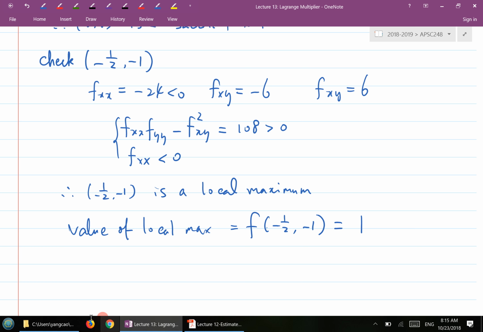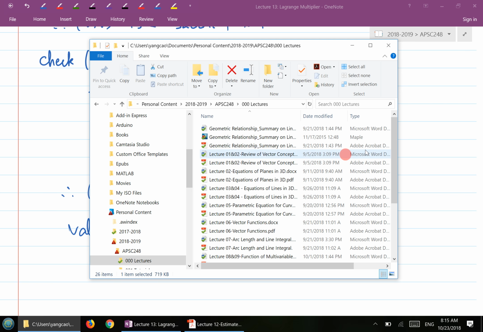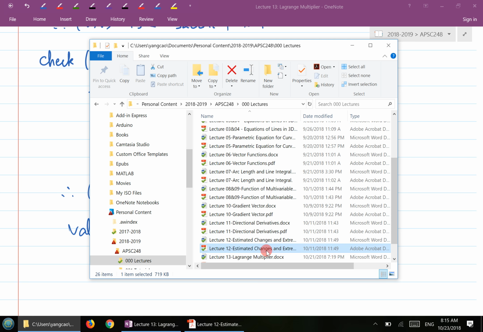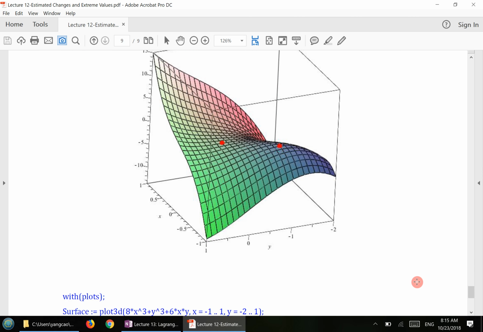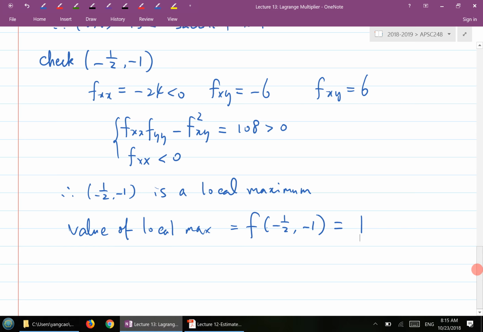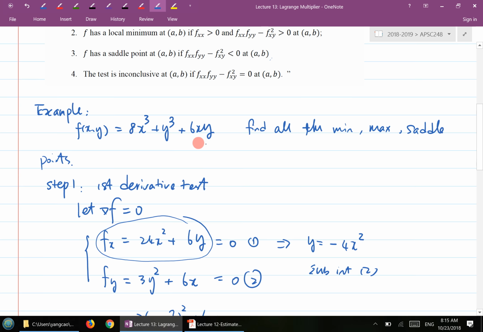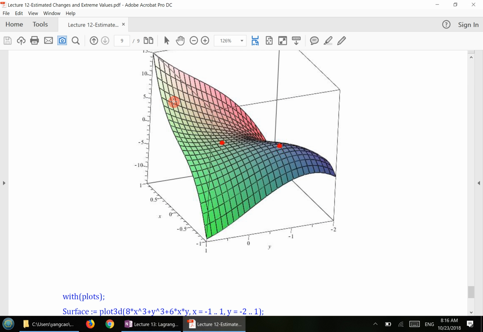Okay, and I'll show you what this one looks like here. So I think I have a graph in the lecture notes. Yeah. So if you graph out this function f(x, y), this is how it looks. It looks like a butterfly. The wing is a butterfly here. So there are 2 points here. As you can see, this point is the (0, 0) point, and this point is the (-1/2, -1) point. So this clearly is a local maximum, and this one here is clearly a saddle point.